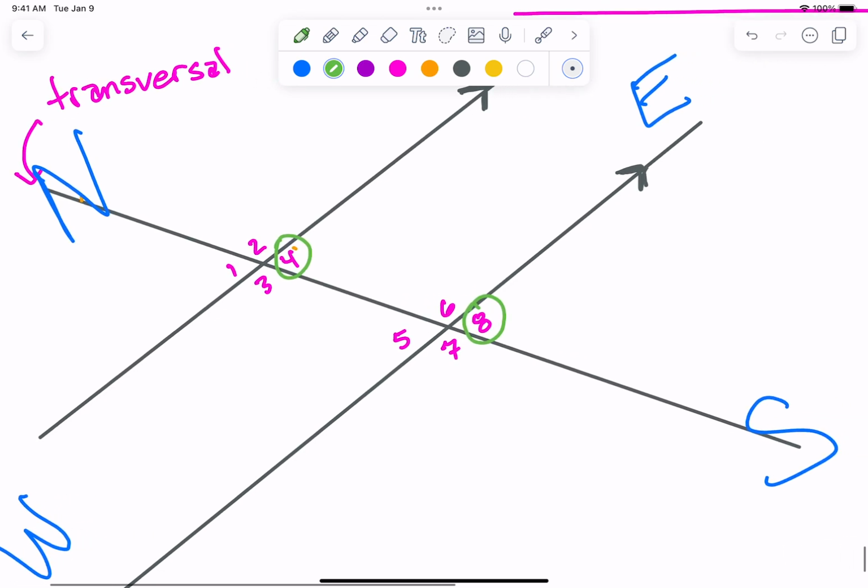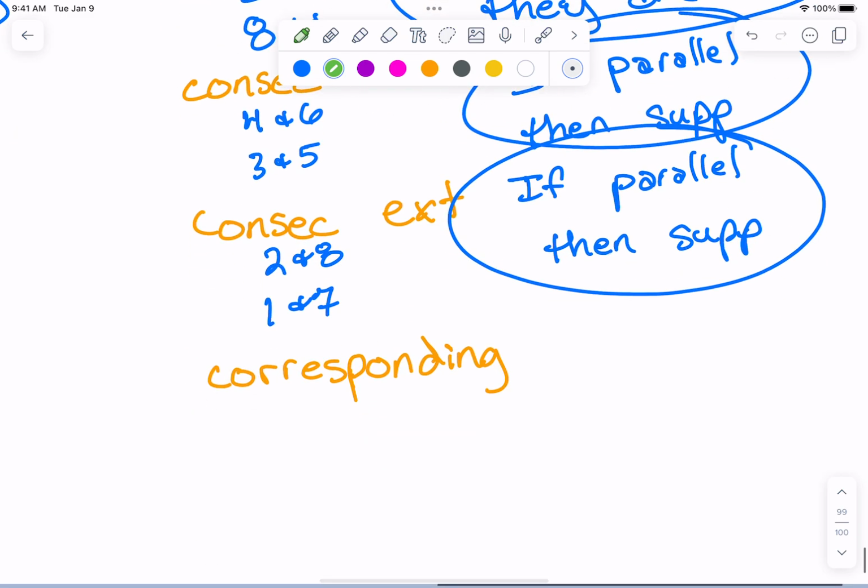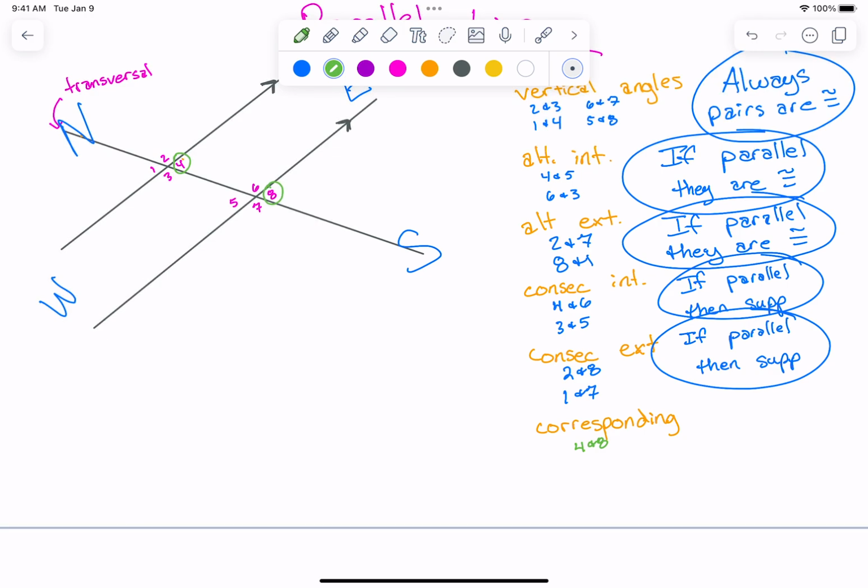If that's the way that we're looking at it, if these are roads, right? North, south, east, west. 4 and 8 are both in the same corner. So 4 and 8 are corresponding. So would 1 and 5 be? You betcha. So let's do the other ones. 1 and 5? Yes. What else? 2 and 6. 3 and 7. Okay, those are all corresponding. So we have 4 sets of corresponding angles, right?